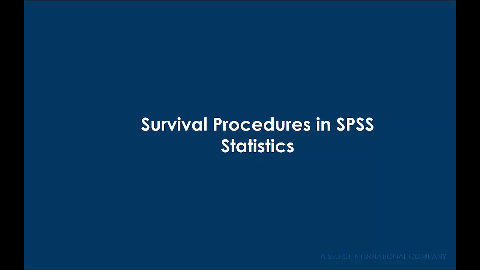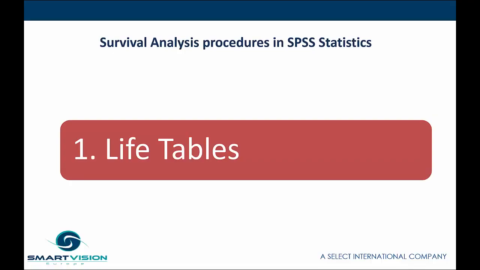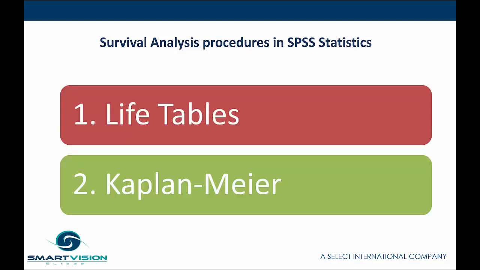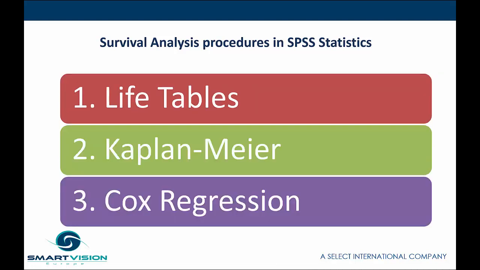SPSS Statistics actually contains a number of different survival analysis procedures. The first one that we're going to look at in this series of videos is life tables. That's a descriptive procedure. It's probably the simplest way to look at survival analysis, a good way to introduce it. Then we're going to look at Kaplan-Meier, a slightly more sophisticated approach. And then we're going to look at Cox regression, which is really a predictive form of survival analysis, perhaps the most sophisticated, similar to logistic regression.